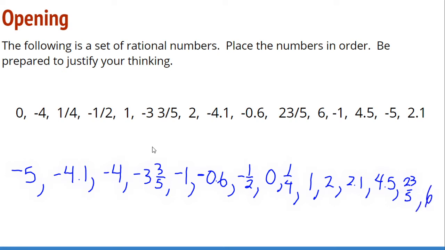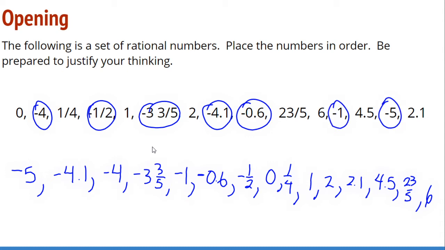Now, here's my thinking. First thing I did is I said all of the negative numbers need to go to the left of the 0. So I looked at all of those and said, okay, you all go left of 0, and then I asked which one of those is going to be farthest from 0. And I said, okay, that's going to be the negative 5 because it's 5 steps from 0, and the rest of these are all less than 5 units from 0.